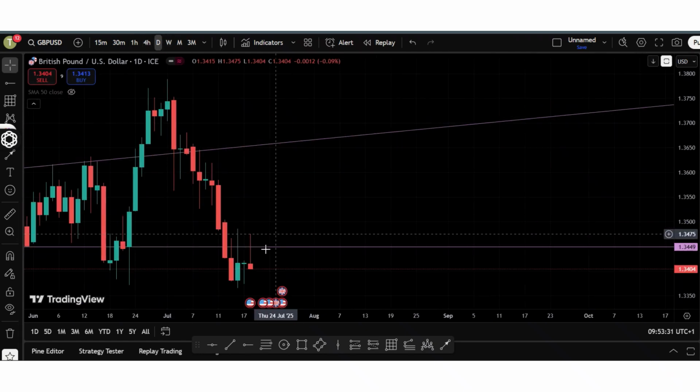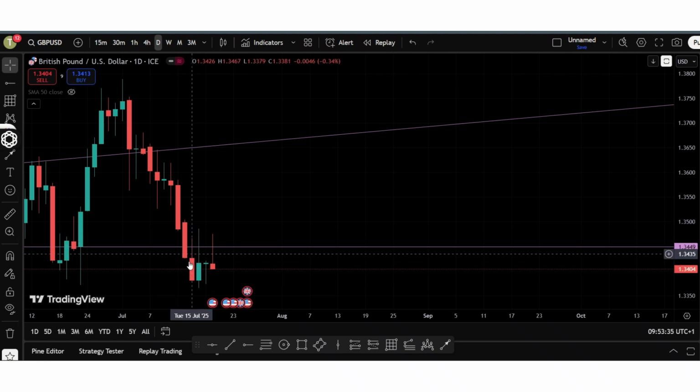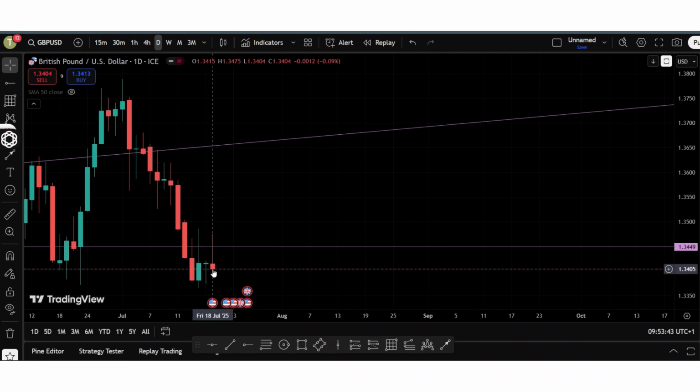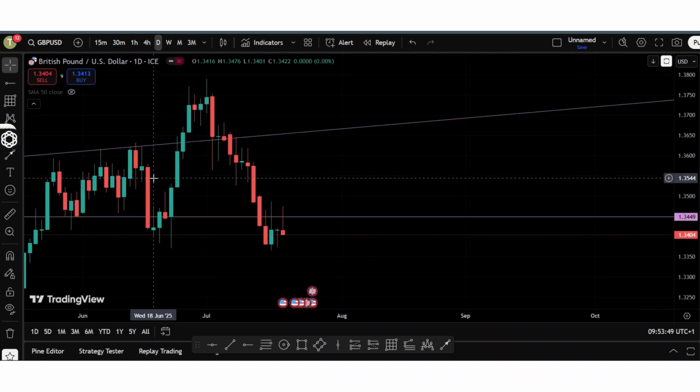On the daily, you can see some rejections going on here. I have the first rejection. See, this is the first rejection on the 15th. On the 16th, we have another rejection. Then on the 18th, we had another rejection. What does it show? It shows that GBP is bearish.